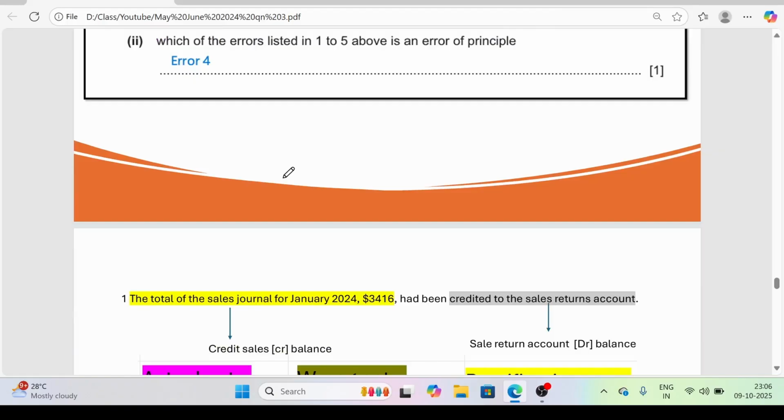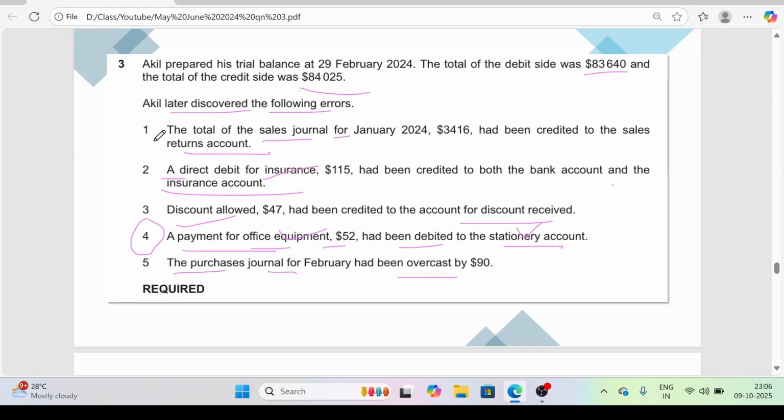Let's start with question number 1. I have already made the workings for you. Just one by one we can check. Before starting this question, Akhil prepared his trial balance at 29 February 2024. The total of the debit side was 83,640. Trial balance, debit side is 83,640.